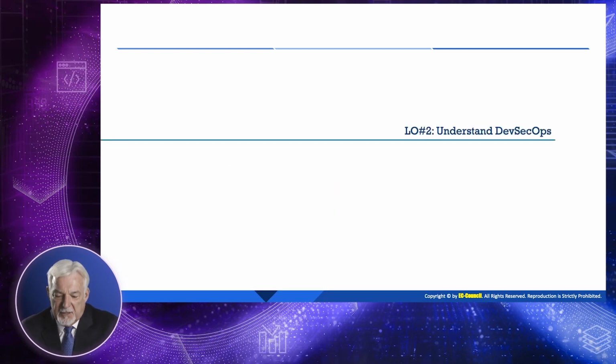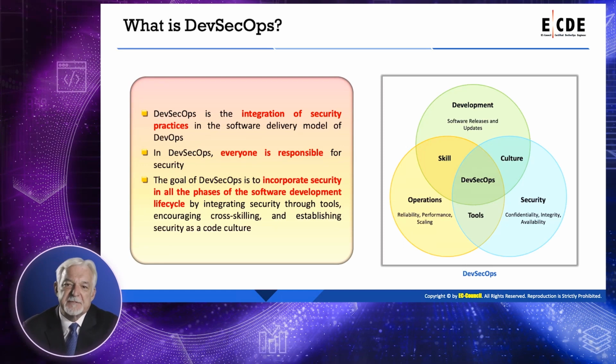So let's start to try to understand what DevSecOps looks like in this next lesson. What is DevSecOps? Basically, it's the integration of security practices into the software model of DevOps. With DevSecOps, everyone is responsible for security in the entire model. The goal of DevSecOps is to incorporate security in all phases of the software development lifecycle by integrating security through tools, encouraging cross skills, and establishing security as code culture.